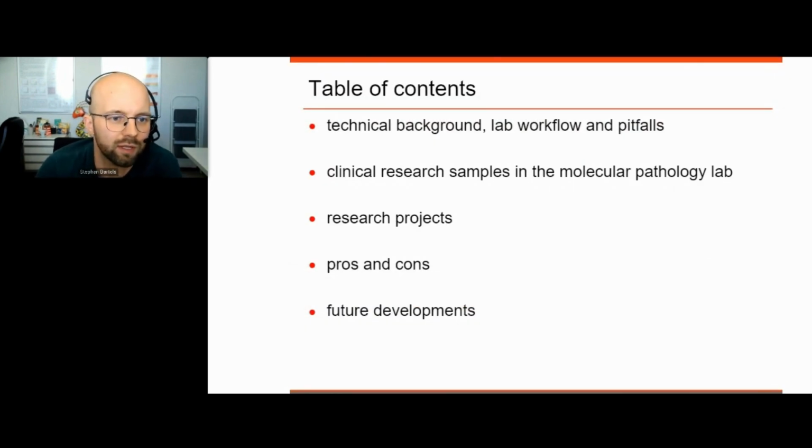These are the contents I want to talk a bit about with you. The technical background and the lab workflow in the beginning. Then I want to show you our clinical research samples, research projects we performed in the last years with the OncoScan platform, where we investigated other topics, and advantages and some disadvantages of the OncoScan platform regarding HRD testing, and future developments.